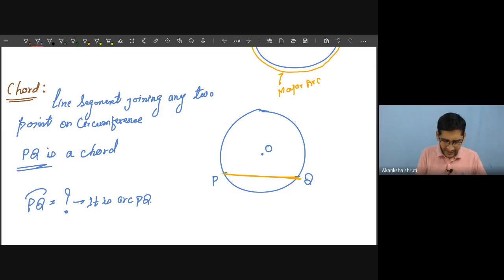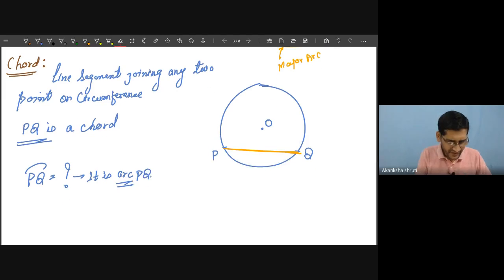So this way, the chord is differentiated in denotation from the arc. Okay, students? So placing a cap over the PQ, or the chord, it becomes an arc. Okay, so be careful.